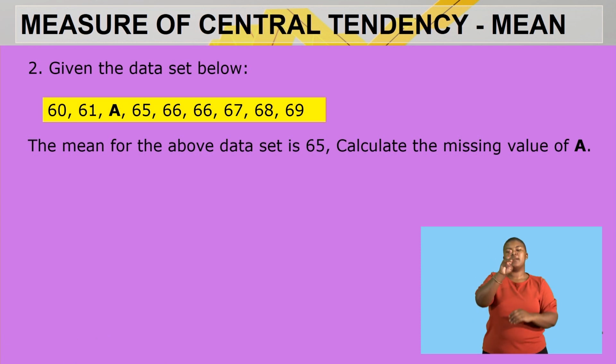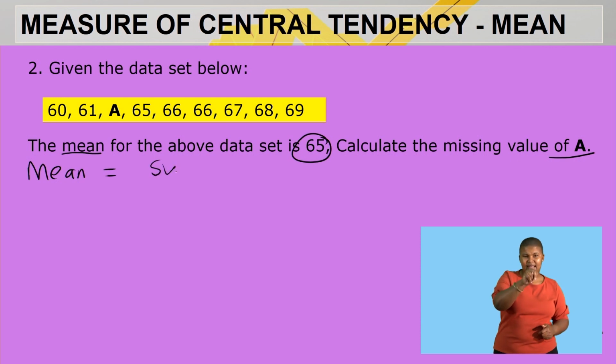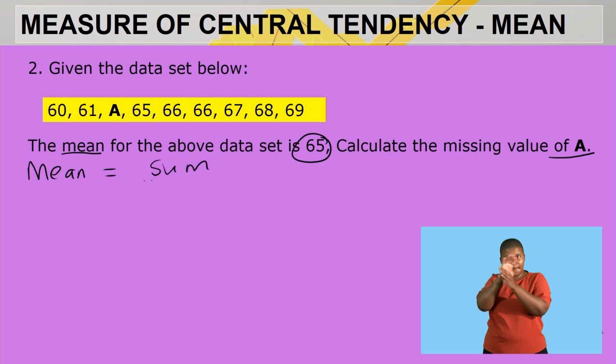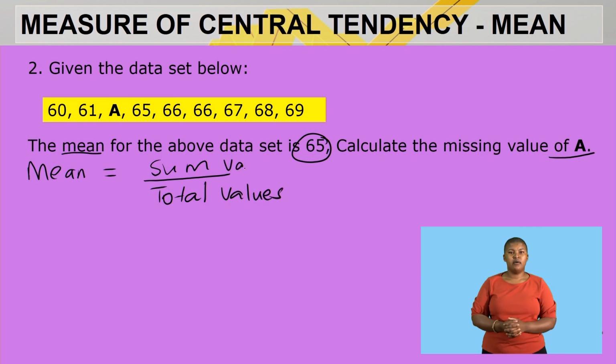Given the data set below, we have 60, 61, a value of A, 65, 66, and so forth. The mean of the above data set is 65. In this case, we are given that the mean is 65. So, calculate the missing value of A. Now, we know the formula. It says mean is equal to the sum of all values divided by the total number of values. So here is the sum of all values added together.